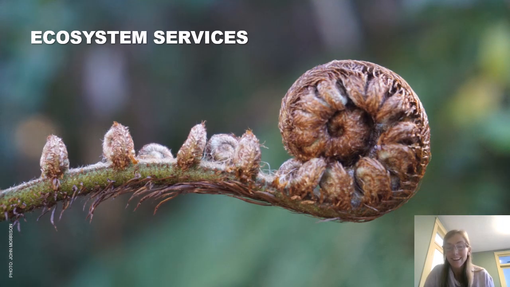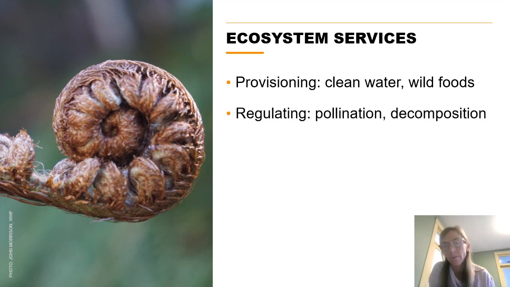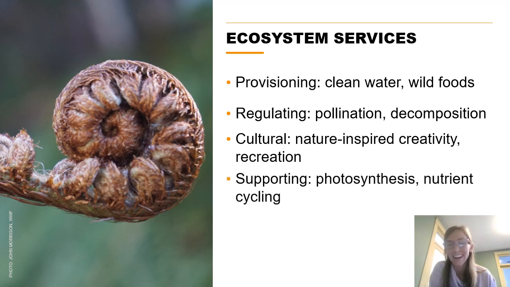Ecosystem services, a lot of times our human well-being targets flow from ecosystem services such as provisioning services for clean water and food, regulating services such as pollution decomposition. Cultural services can include nature-inspired creativity, recreation, access, supporting services include photosynthesis and nutrient cycle.